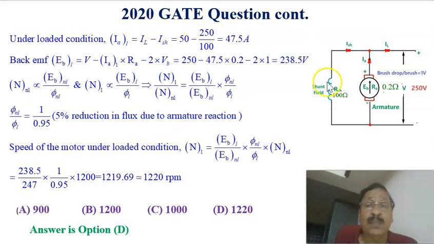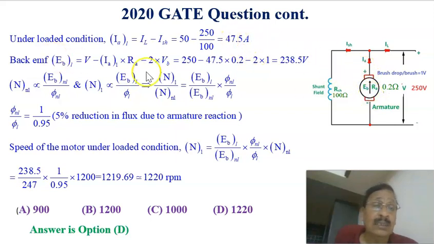Now continue with the same problem here. Under loaded condition, the line current is given as 50 amperes. The shunt field current can be calculated as 250 divided by 100, or 2.5 amperes. Therefore, the corresponding armature current is equal to the line current 50 minus the shunt field current, 50 minus 250 divided by 100, or 47.5 amperes. Therefore, IA at full load, IA at loaded condition, IAL, equals 47.5 amperes.